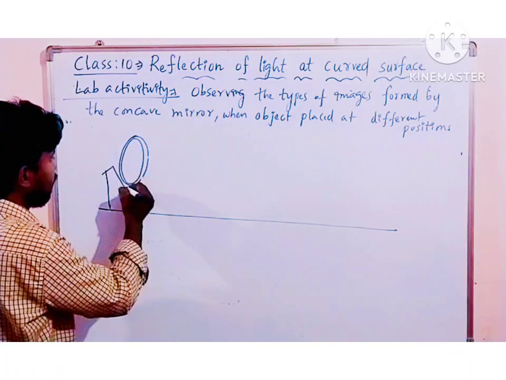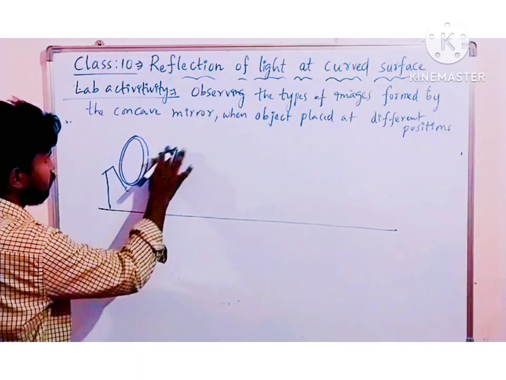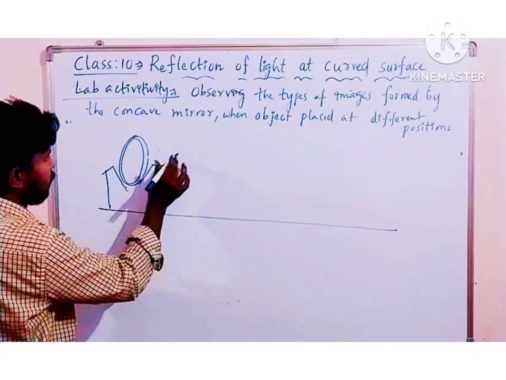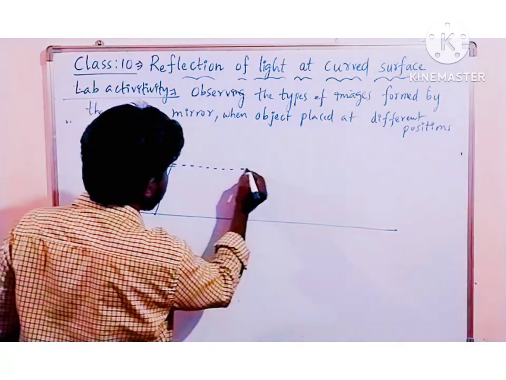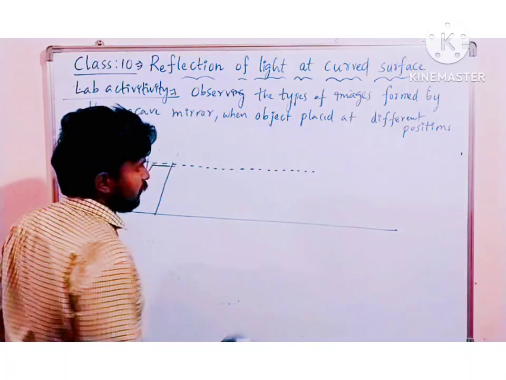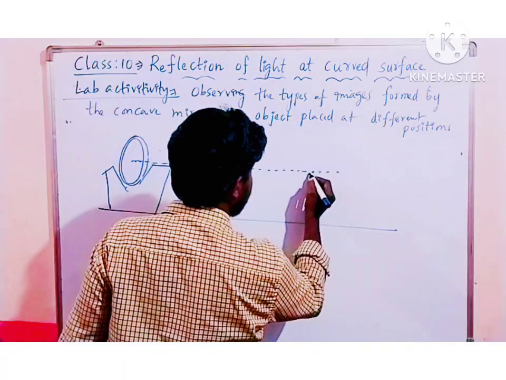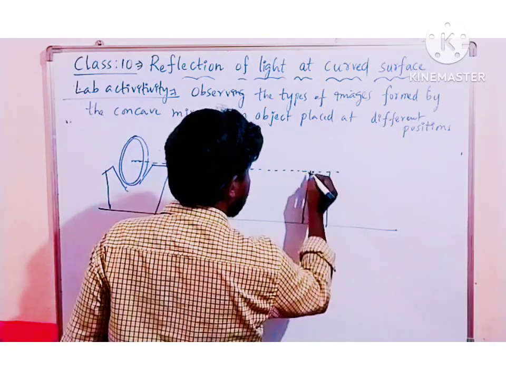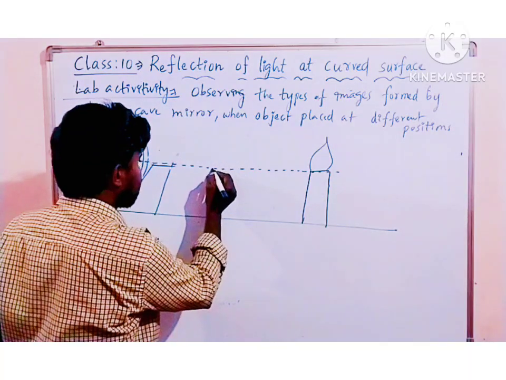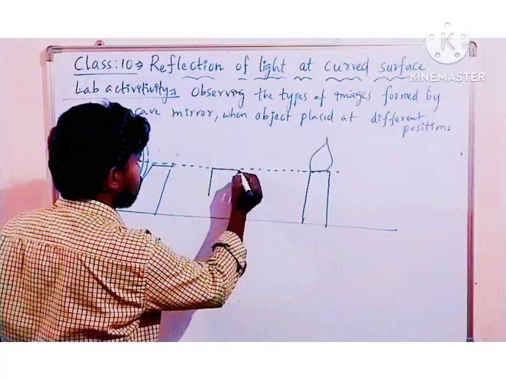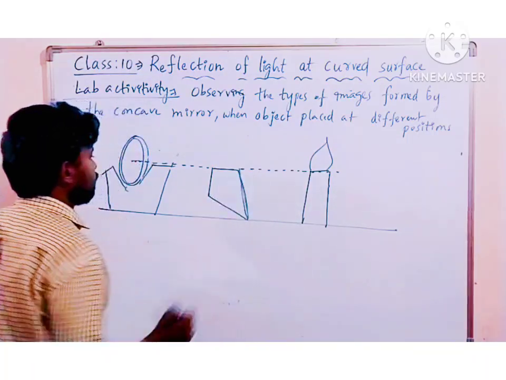We have to place it on a V stand. This is the V stand. Next, this line is the principal axis of the concave mirror. Next, here it is a candle. Candle means the object. This is a screen.